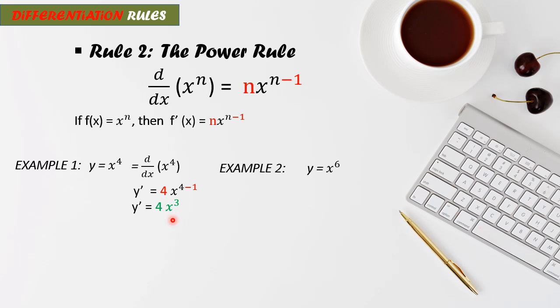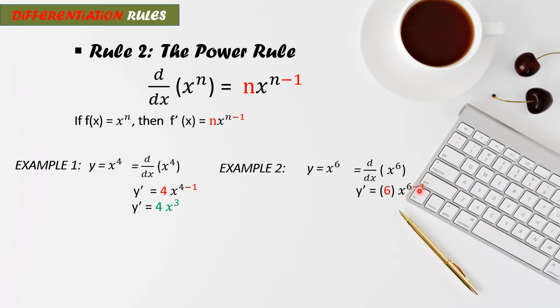Okay, example number 2, to further understand, we have y is equal to x raised to 6. X is a variable and 6 is its power, so according to the power rule, just bring down the power. What is our power? 6 is our power. So we just have to bring down 6 beside x. Okay, so as you can see, it's 6. Then copy the x raised to 6.